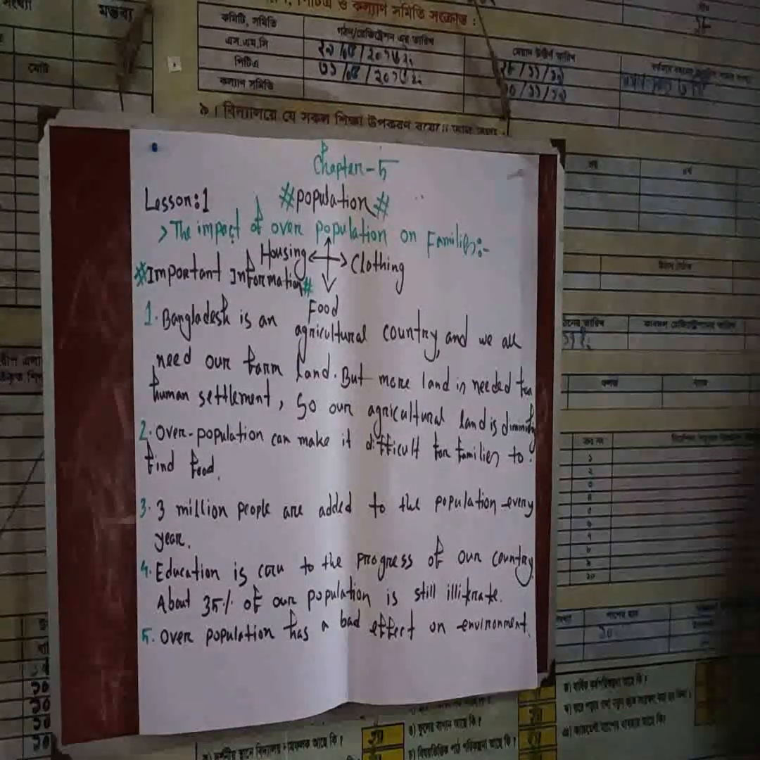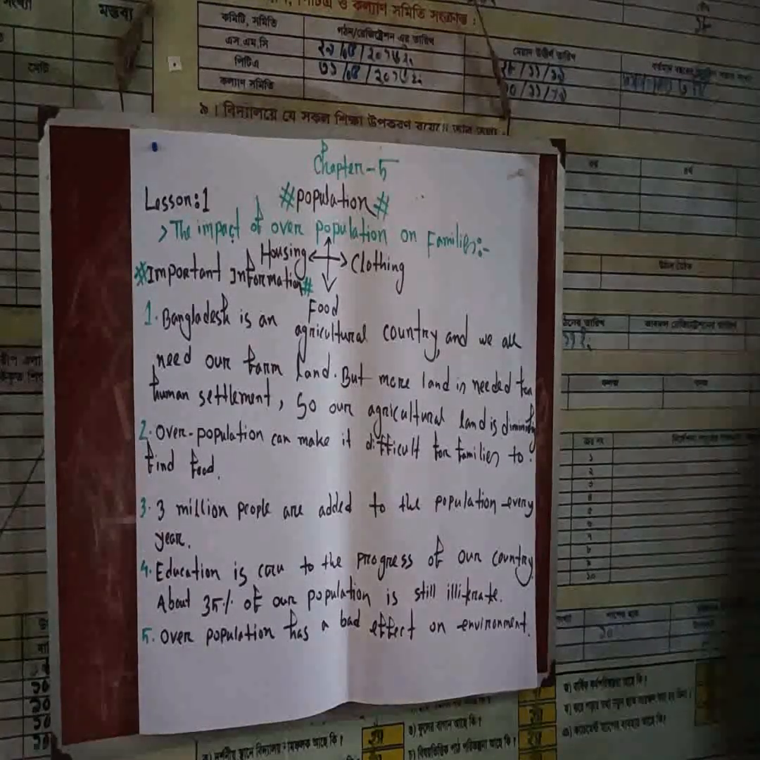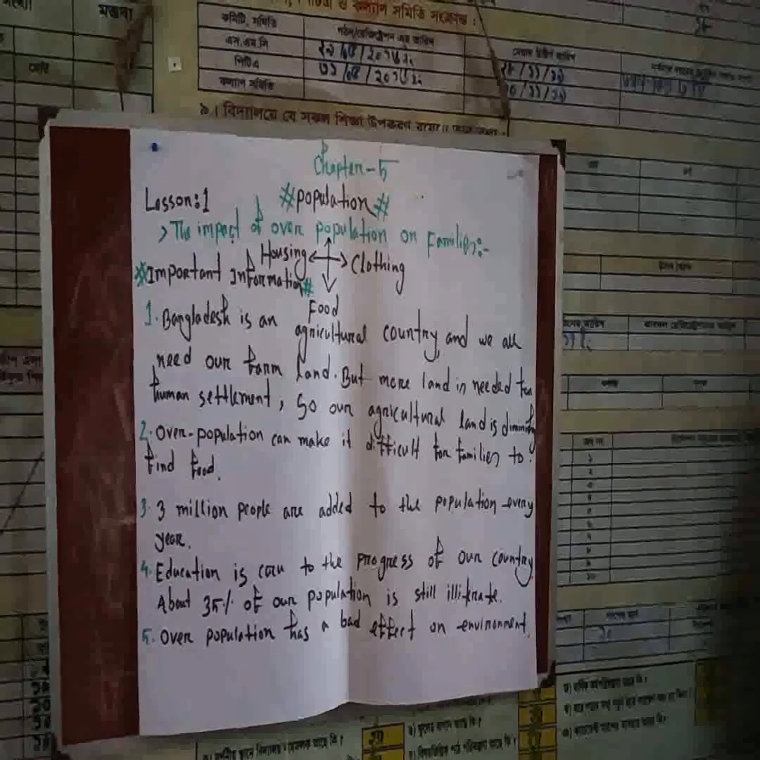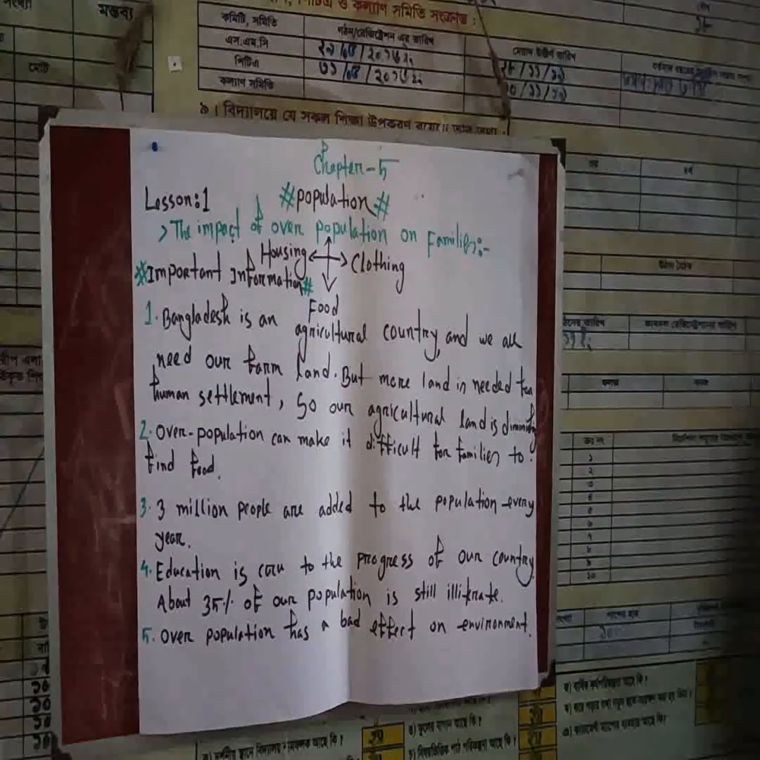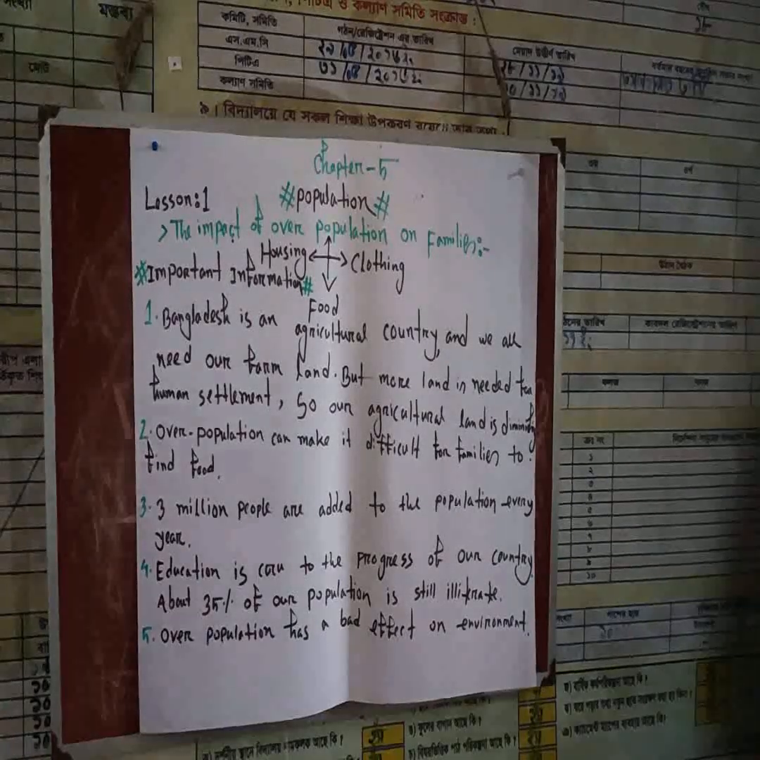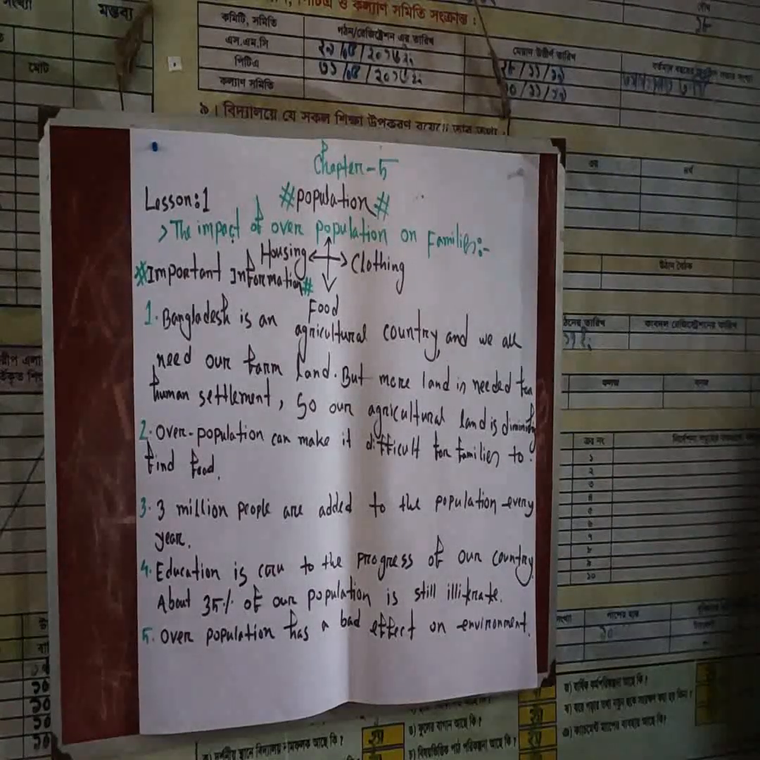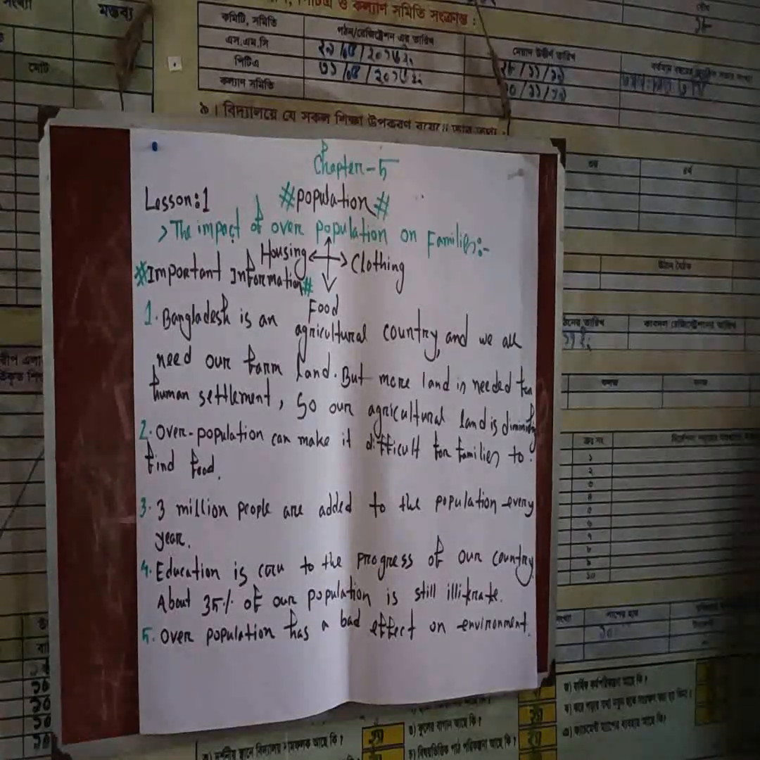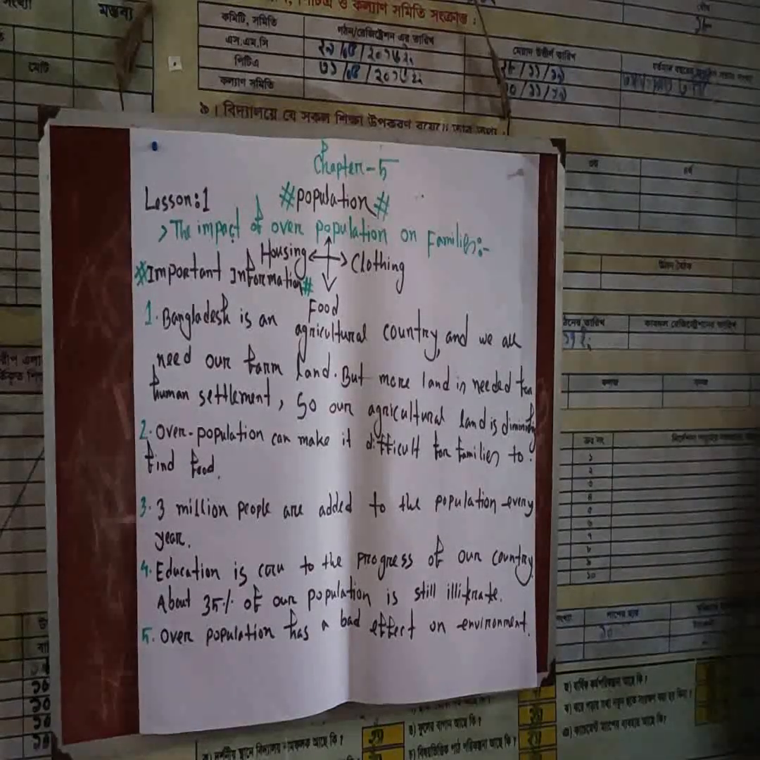And apart from this, clothing is also an important problem. Due to overpopulation, we have such problems. Well, and apart from this, housing is a major problem. There are already 1 million homeless people in Bangladesh. Can you imagine that? There are already 1 million homeless people in our country.